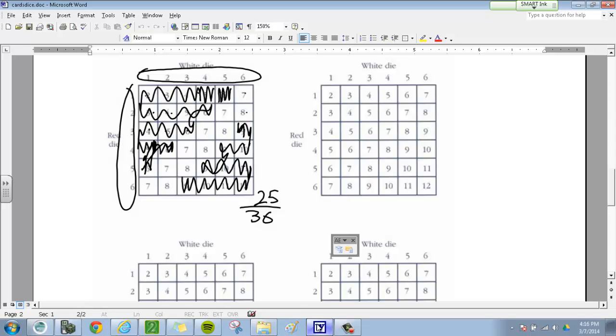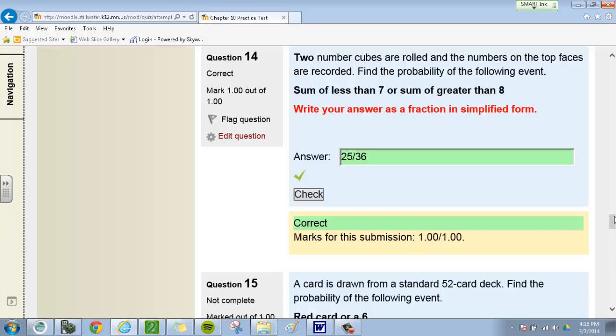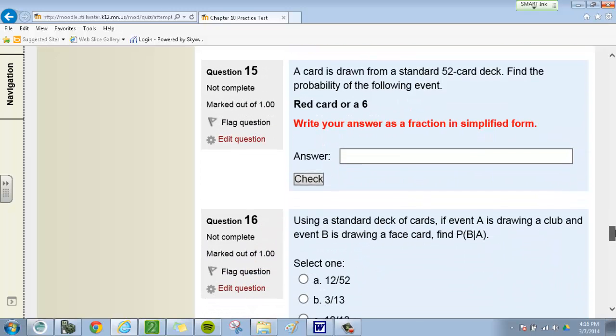I'm pretty sure you can't reduce that down. Last I checked. So let's just put that in. 25 over 36. Okay. What does it say? Right, your answer is a simplified fraction. 25 over 36. Check it. There we go. This is going well, other than that first problem.